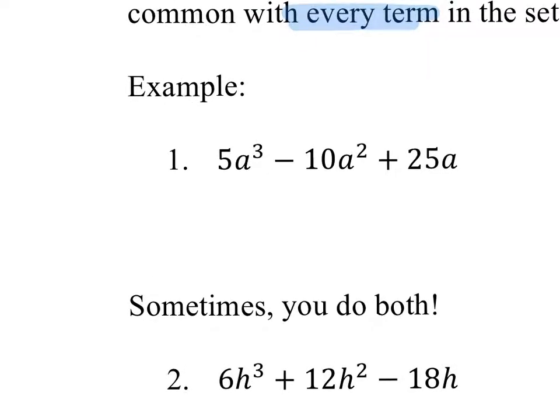Okay, so what is something that is common with every term here? 5a cubed minus 10a squared plus 25. They're in the 5 category. Yeah, so I can take out a 5 of all of them. All right, so I can take out a 5 of all of them. Good. What else can I take out? Can I take out anything else? A 1. Okay, so if I multiply 5 times 1, that would still give me 5, right? So I'm just going to leave 5.